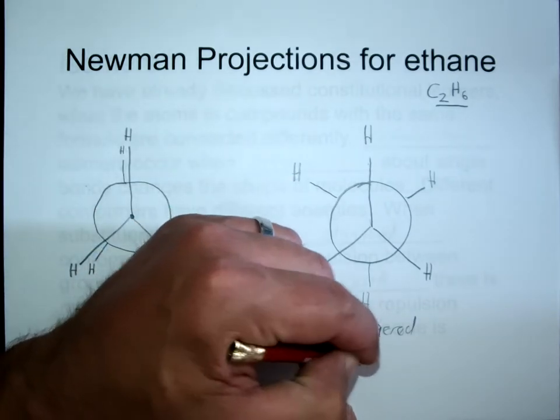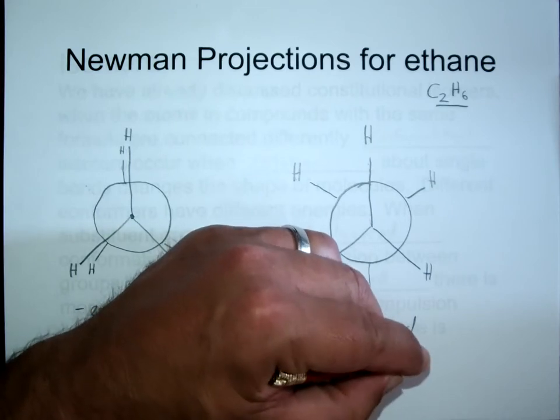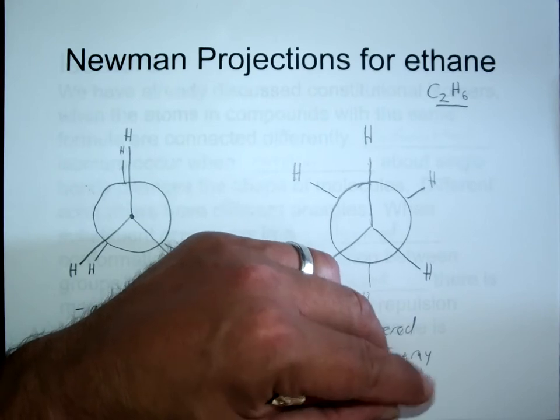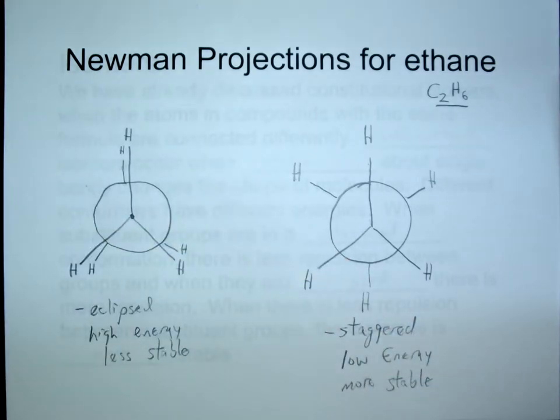This is going to be the lower energy conformation, which makes it more stable. So if you removed all the energy from the room, ethane would sit in its staggered configuration because that's more stable. So there we go. Basic Newman projections for the eclipsed and staggered conformations of ethane.